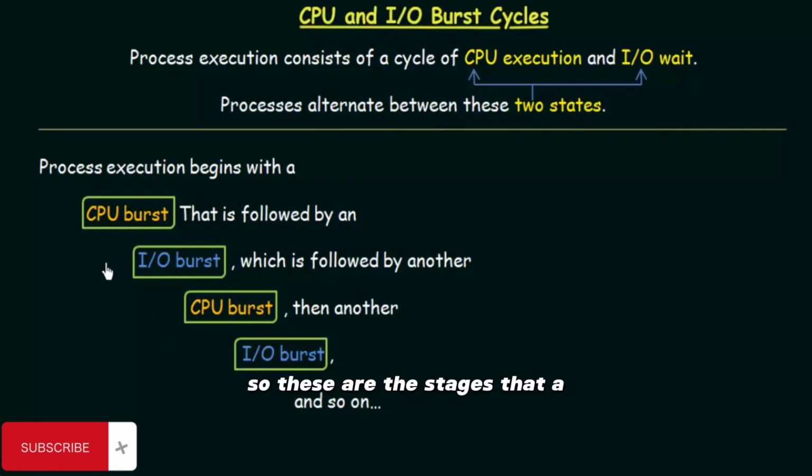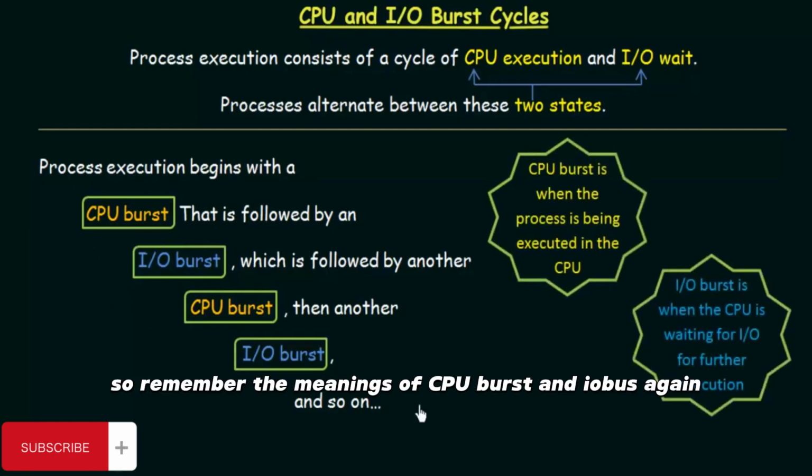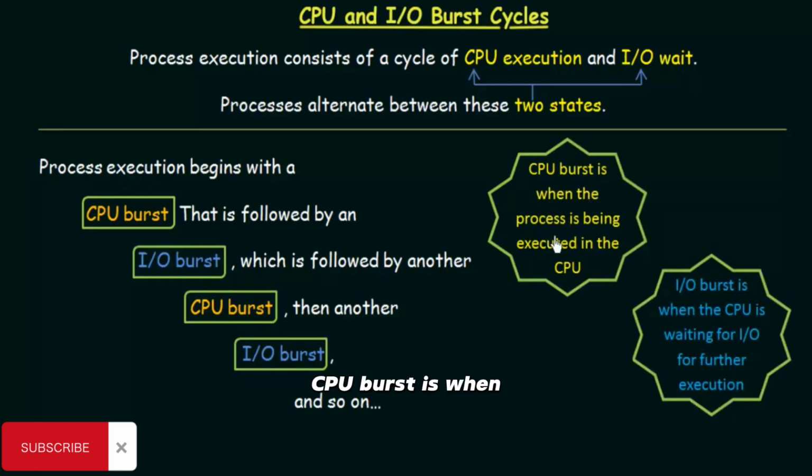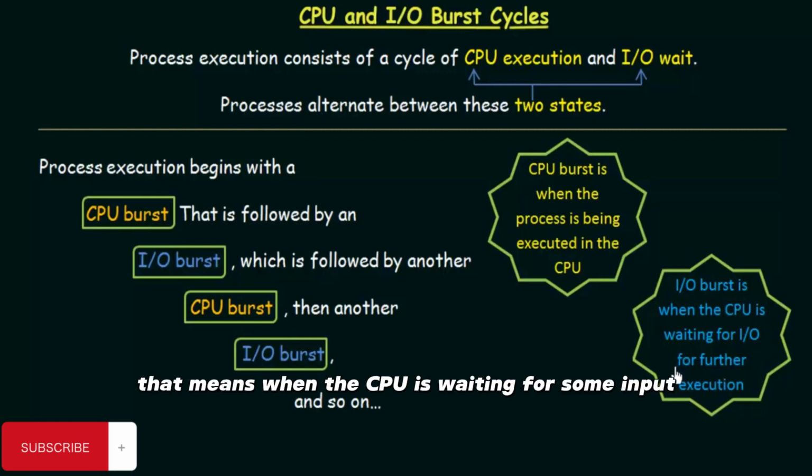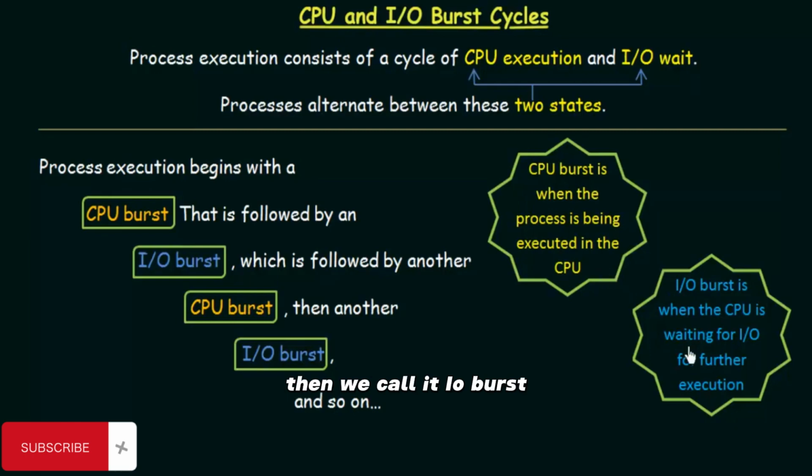So these are the stages that a process goes through in its execution. It is alternating between the two states of CPU burst and I/O burst. So remember the meanings of CPU burst and I/O burst again. CPU burst is when the process is being executed in the CPU, and I/O burst is when the CPU is waiting for I/O for further execution. That means when the CPU is waiting for some input operations to be complete, then we call it I/O burst.